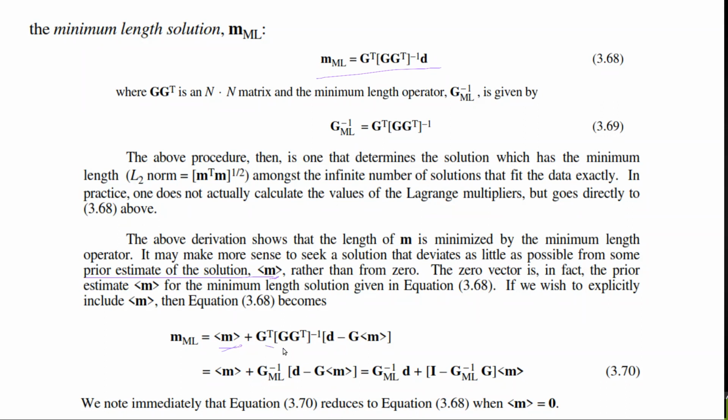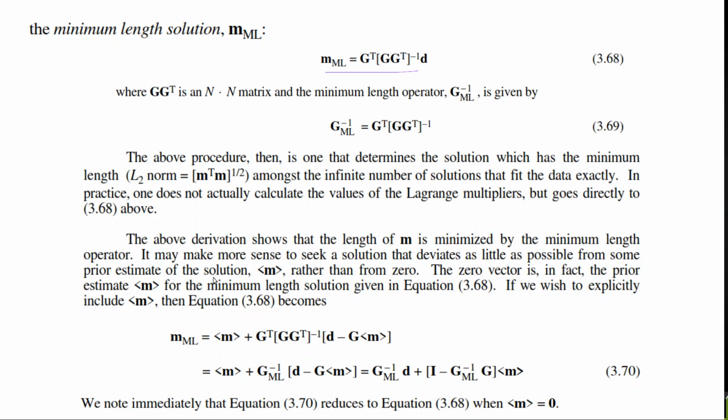And then this term is coming from just this part. And then D, this is the D, and G times the prior estimate of the model parameters. So this term will be our predicted data based on the prior estimate, the prior model.